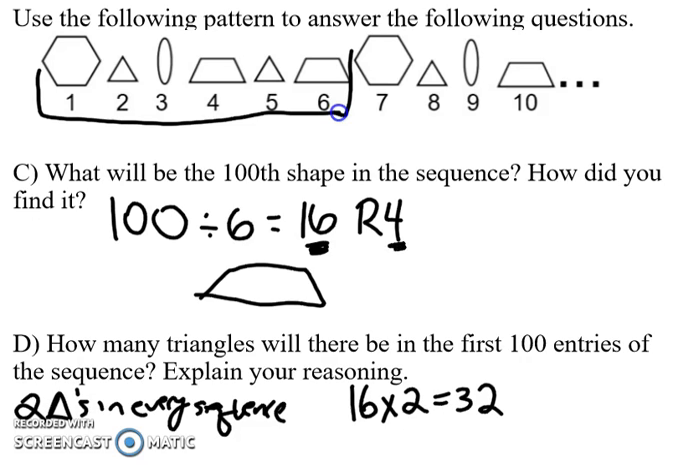But then I have to remember that I also have this remainder of 4, which means that I'm also then looking up to this point with my last 4 objects. And if I do, I see there's one more triangle that needs to be included. So there's a total of 33 triangles in my first 100 shapes.